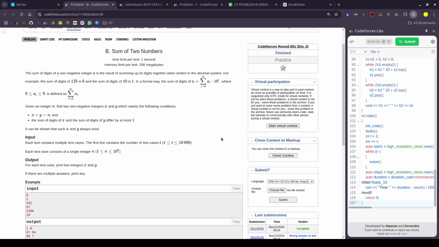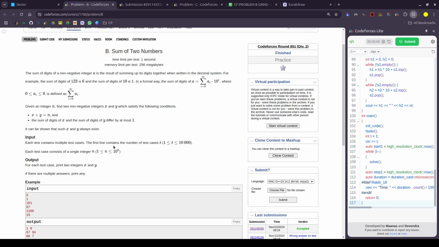and defined as the summation of a_i for i equal to 0 to infinity. Given an integer n, find two non-negative integers x and y which satisfy the following conditions: x plus y equal to n, and the sum of digits of x and the sum of digits of y differ by at most 1. It can be shown that x and y always exist.